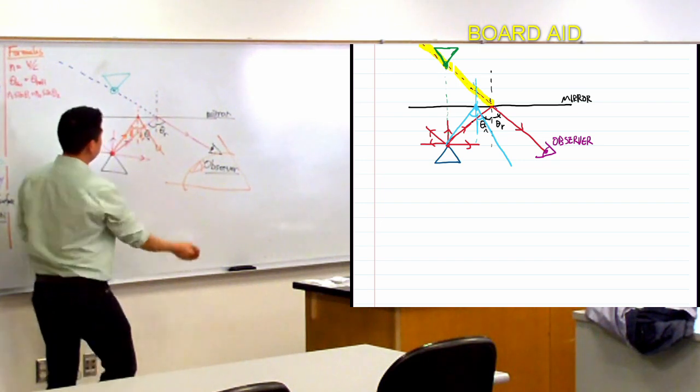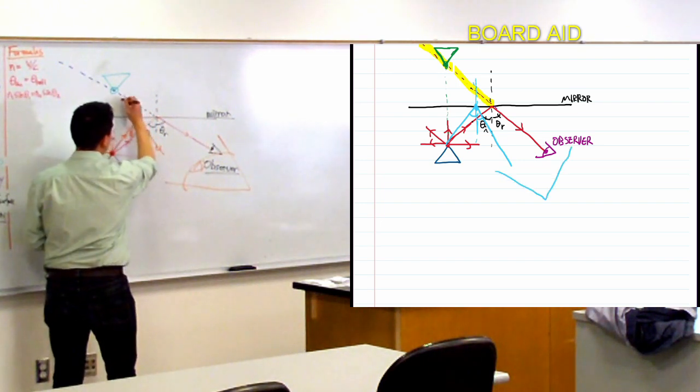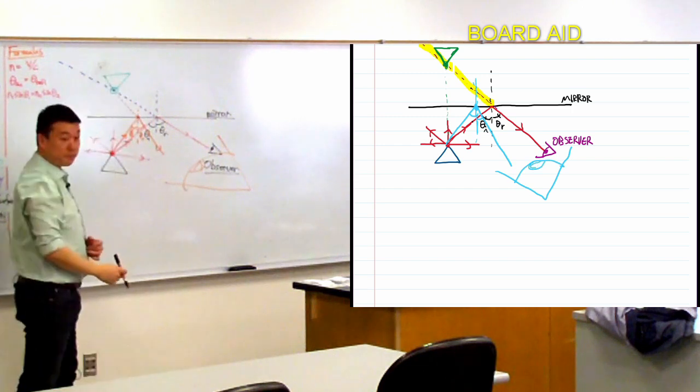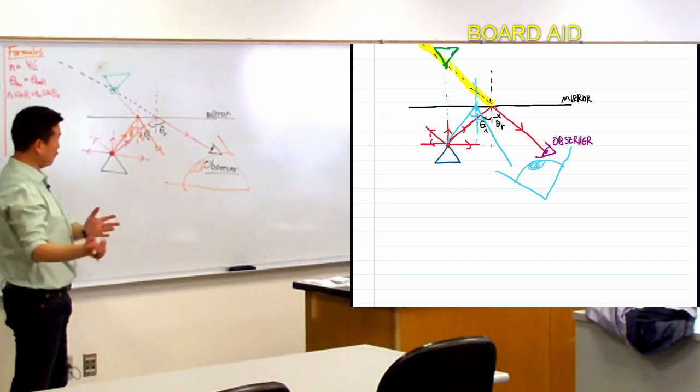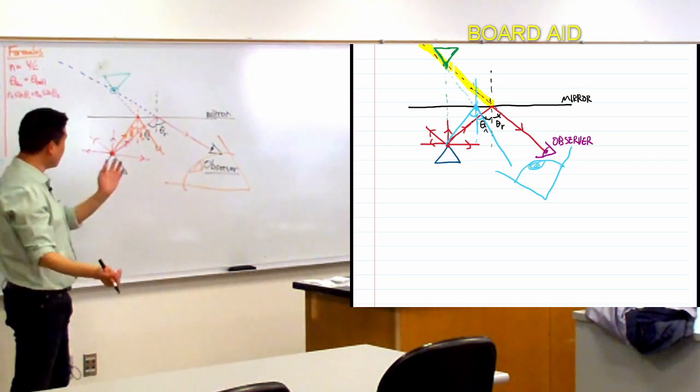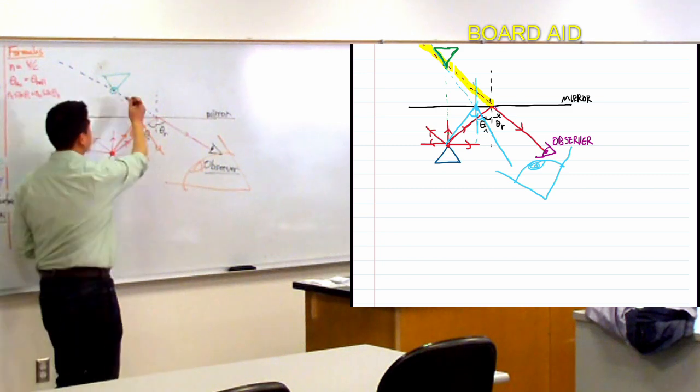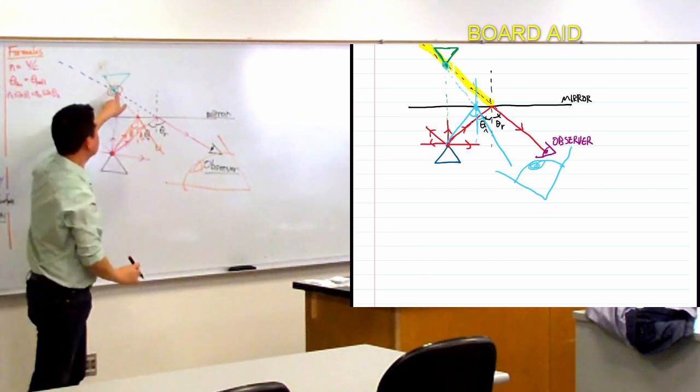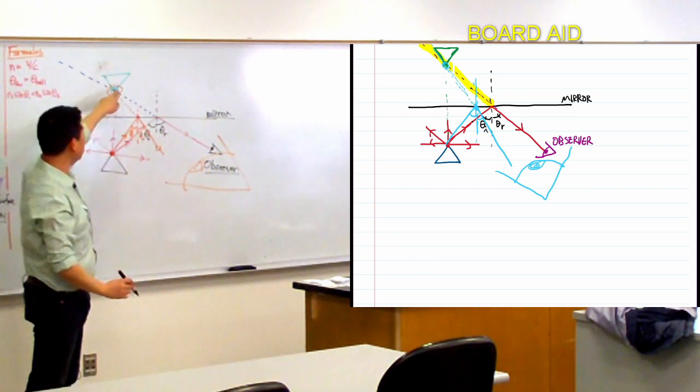Now what you see is that when you trace these rays back, they will cross at some point. And if you drew this drawing correctly with rulers and protractors, you would see that they cross at the point where you are supposed to find the image.